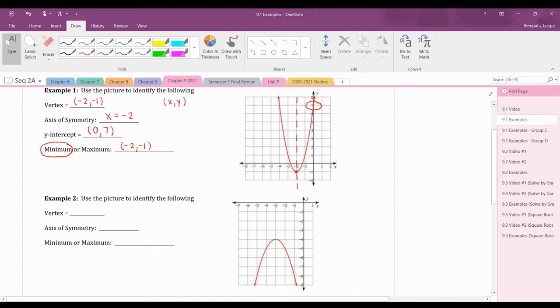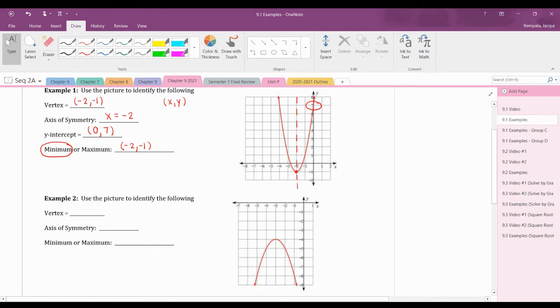So if we move on to the second picture, it says use the picture to identify the following. Here, I just want us to identify the vertex, the axis of symmetry, or if we have a minimum or a maximum where it's at. Notice that I didn't ask for the y-intercept this time, only because I didn't also give you an equation for what this parabola is, and our picture doesn't show it going through the y-axis. So that's the only reason why I left the y-intercept off on this one.